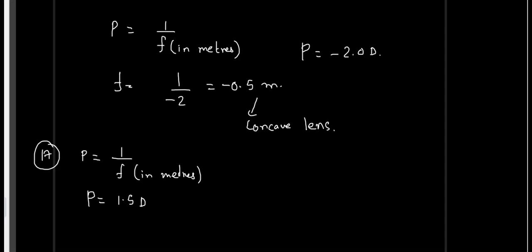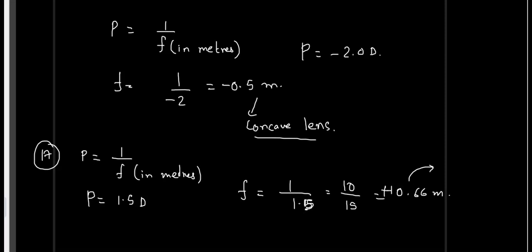So 1.5 diopter is given to you. You have to find the focal length, which is 1 by 1.5. You solve this. You get 0.66 meter. So a convex lens has a positive focal length. Like in the previous one, we got negative focal length, so it was a concave lens. But here we are getting positive focal length. That means this is what kind of lens? This is a convex lens, which is a converging lens.